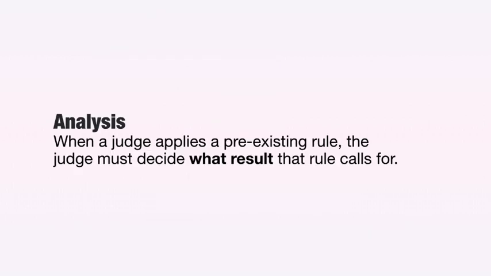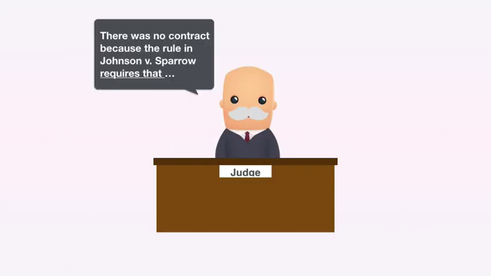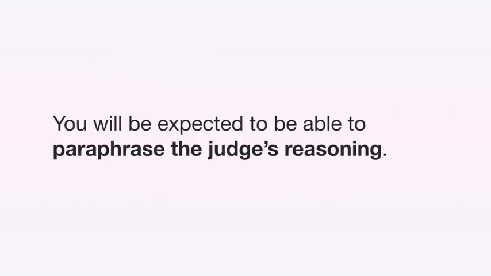The analysis. Rules are not self-effectuating. When applying a pre-existing rule, the judge must decide what result that rule calls for. Moreover, the judge typically has to enunciate the reasons why the judge decided that the rule requires this particular result. The analysis, or reasoning section of the opinion, is where the judge, in essence, defends her holding in the case. Now, you will be expected to be able to paraphrase the judge's reasoning. It's not enough to know what the judge held. You must be able to articulate why the judge held that way.